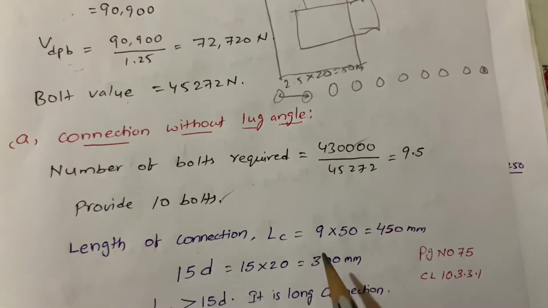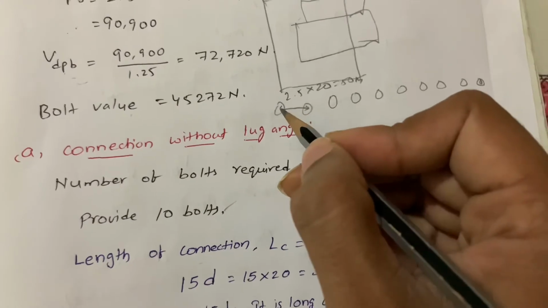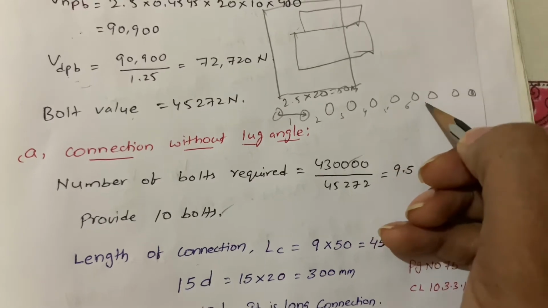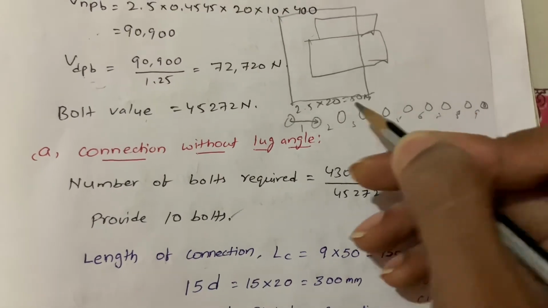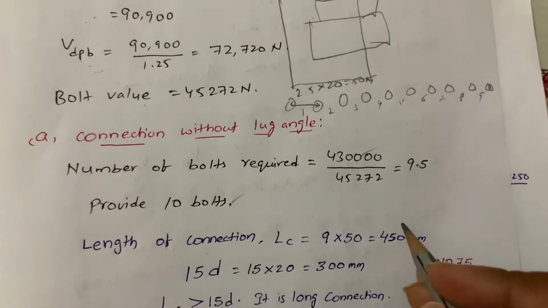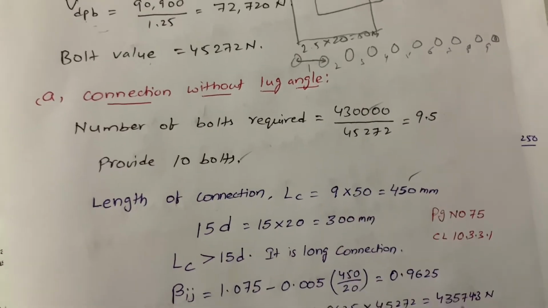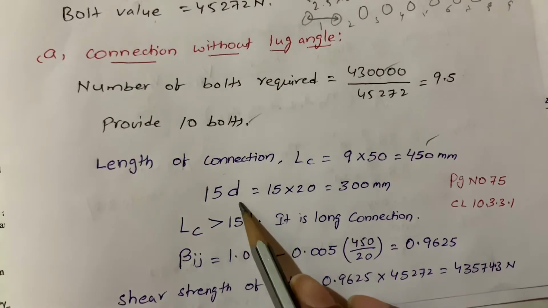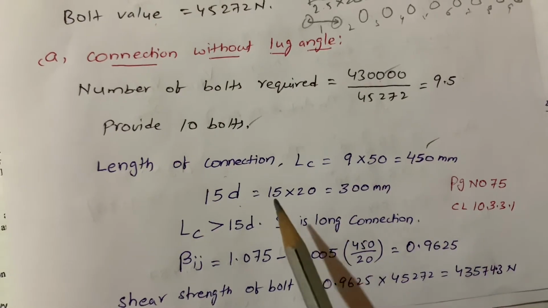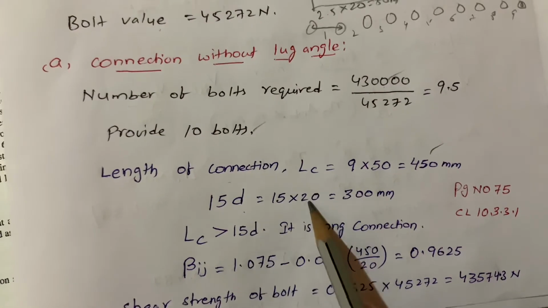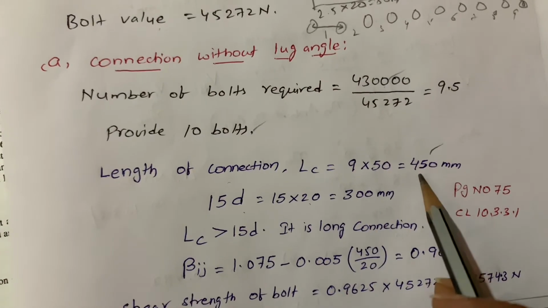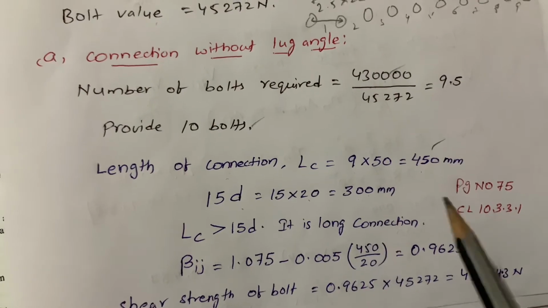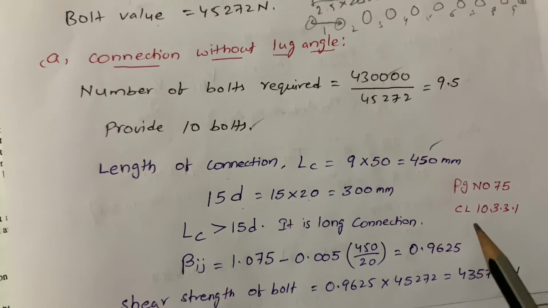So LC is nothing but this value, 9, from this bolt to this bolt one span, 2, 3, 4, 5, 6, 7, 8, 9. So 9 into 50, that is length of the connection, 450 mm. But the code is specifying, in page number 75, clause number 10.3.3.1, 15 times D. That is, in this clause, the code is specifying 15 times D, 15 into 20, that is 300 mm. If the length of the connection is exceeding 300 mm, then the connection is called a long connection. This clause is specified by the code in page number 75.